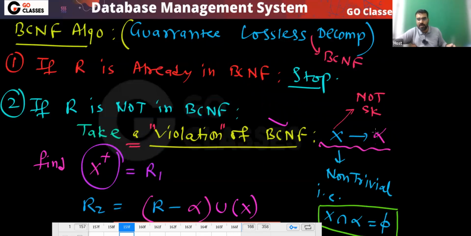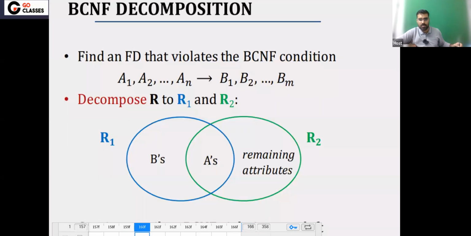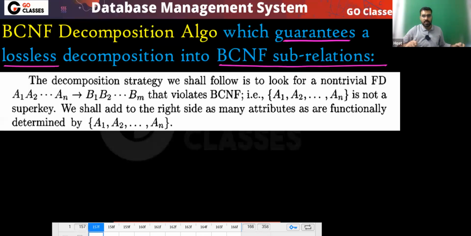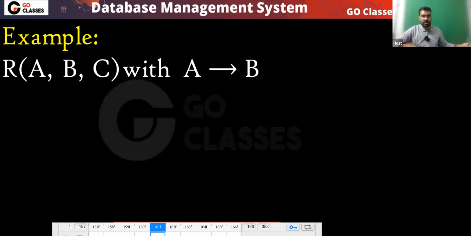What you do is very simple. You find the violation, find X plus, and that will be your relation R1. Another relation R2 will be from R, you remove the RHS and union X; don't remove the LHS. This is the simple point. Now let's see this concept with an example. Let's see this question: perform BCNF decomposition.